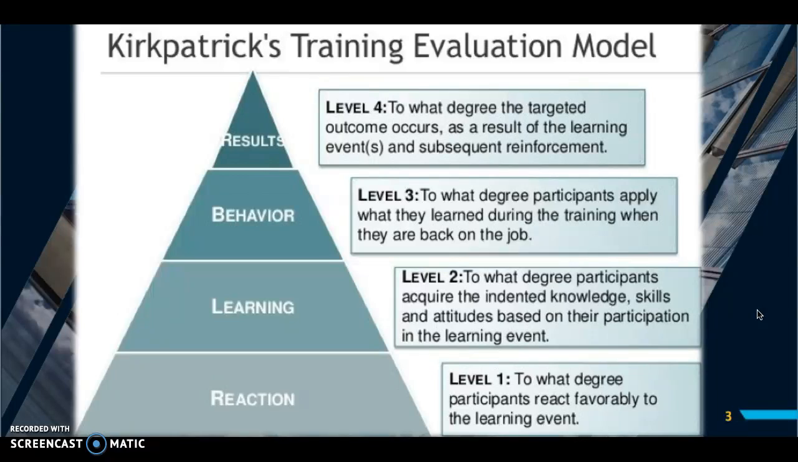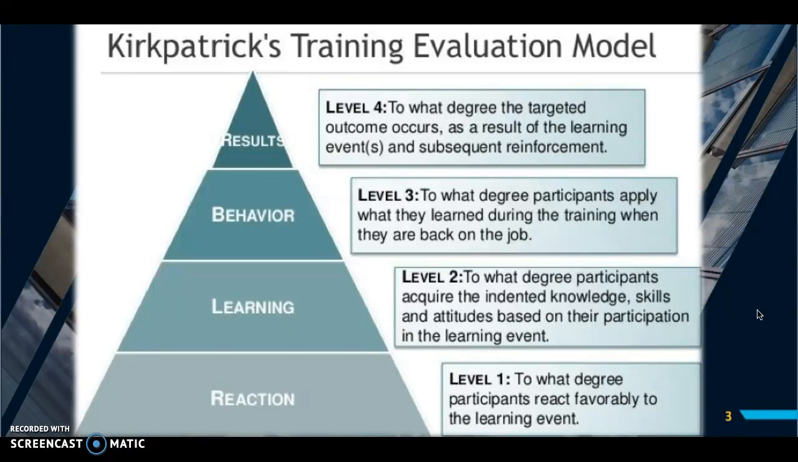Here is the model itself. So it is 4 levels, and each one is broken down to basically cover what to do after a training that you would do in either a business setting or educational setting. So to start at the very bottom, we have the reaction level. And at that level, you want to pretty much figure out how the reaction is from your participants or your trainees based on the training that you have provided to them.